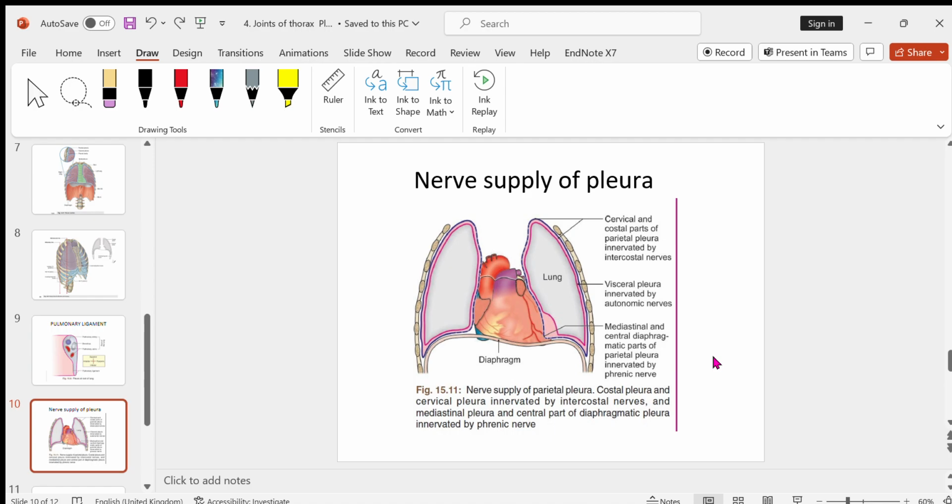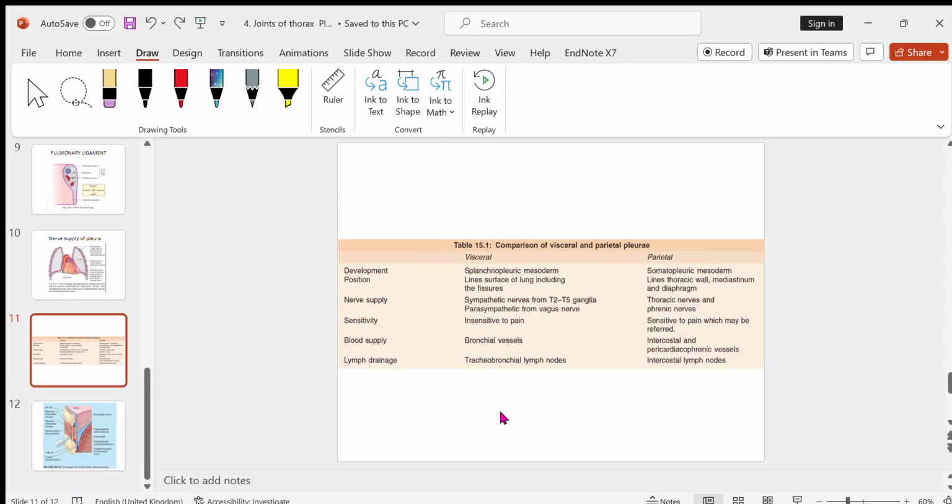Nerve supply of pleura is such that the parietal pleura is derived from the somatopleuric mesoderm, so it is supplied by the somatic nerves, and the visceral pleura is derived from the splanchnopleuric mesoderm, so it is supplied by the autonomic nerves. The difference between the parietal and visceral pleura is very important. Developmentally, the visceral pleura is derived from the splanchnopleuric mesoderm and the parietal pleura is derived from the somatopleuric mesoderm.